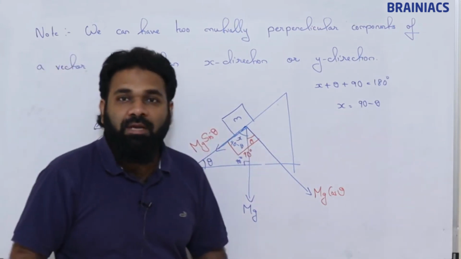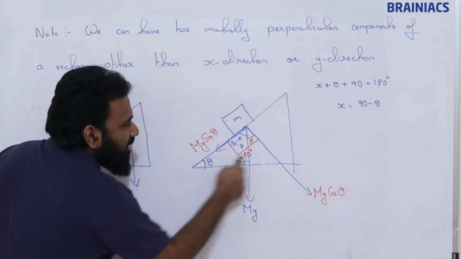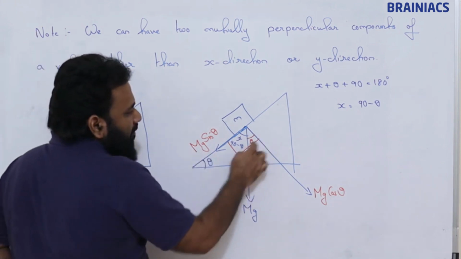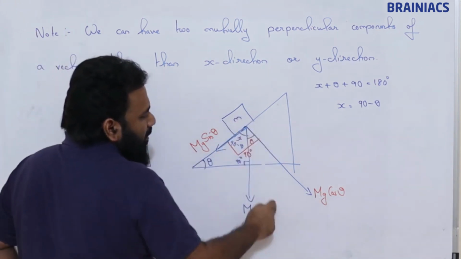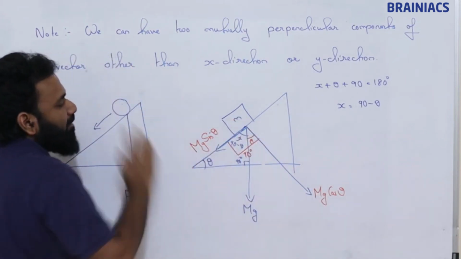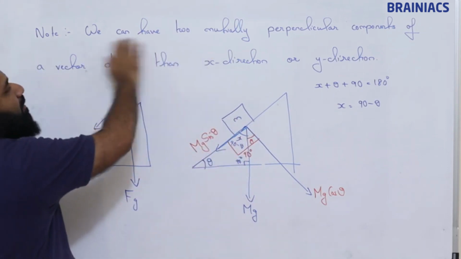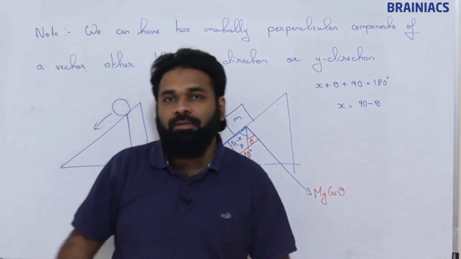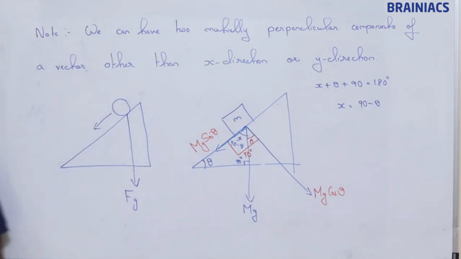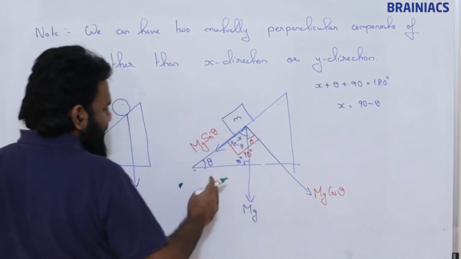Once you understand, every time you need not check like this; you should have it in mind that if this is theta, then this is definitely theta. So if this is mg, whichever component is near to theta will be mg cos theta, and its mutually perpendicular vector is mg sin theta. So here we will have the use of this. It need not always be in the x and y direction. It can be any mutually perpendicular vectors. Clear? Take it down.